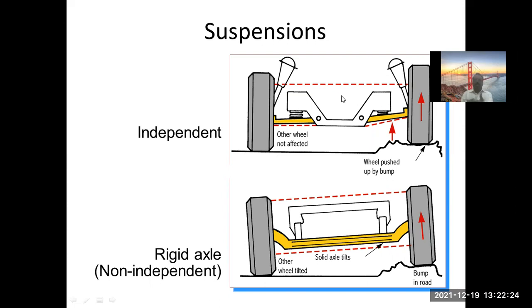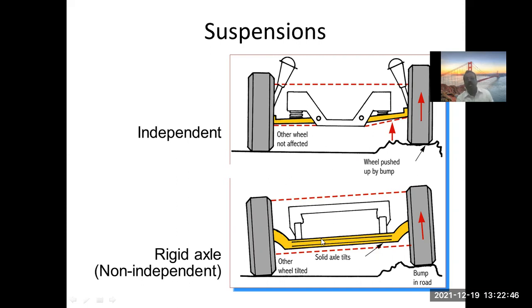So if some obstruction is there like this, then the wheel is going to move up when it reaches over here. At this particular position it was here, but when it comes over here it is moving up. That particular motion is not transmitted to the chassis in case of independent suspension. That is why it is called independent.